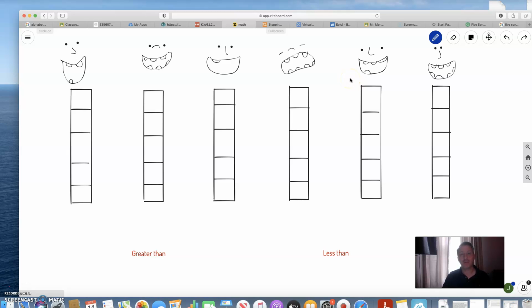Today in math we're going to be reviewing 5 frames and then also looking at a 10 frame and counting some objects in 10 frames. Okay, so let's first review 5 frames.